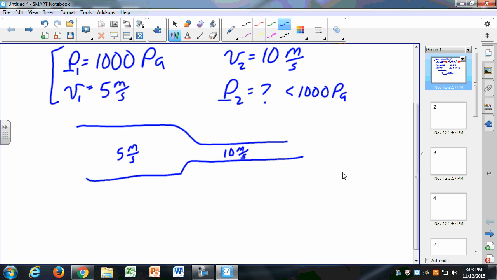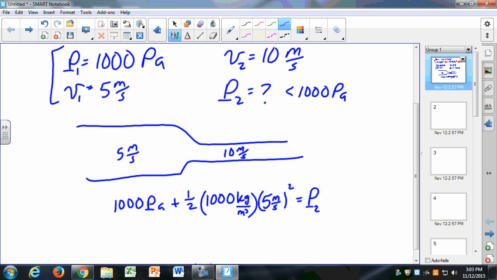There is a question like this on the test where I say P1, that's 1,000 pascals, plus 1/2 of rho, let's say it's water, so rho is 1,000 kilograms per cubic meter, times V1 squared, that's 5 meters per second, squared. But that's equal to P2 plus 1/2 of 1,000 times 10 squared. And then I would solve for P2. So this would be what, 500 times 25.